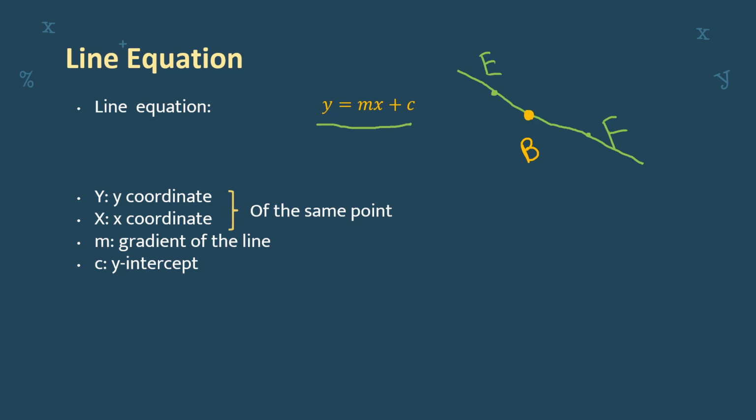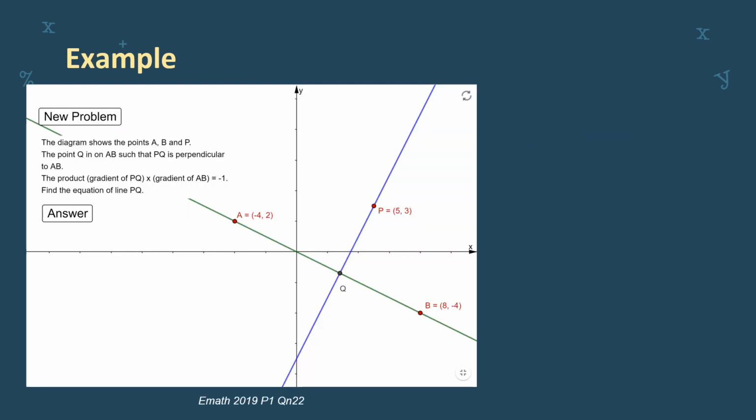I'll show that later. m is the gradient of the line, and we can find the gradient using the formula that we have earlier, which is the gradient equals y2 minus y1 over x2 minus x1. And last but not least, c. c is the y-intercept. So the y-intercept is actually the point where the graph cuts the y-axis. That is the y-intercept. Let's look at an example here.